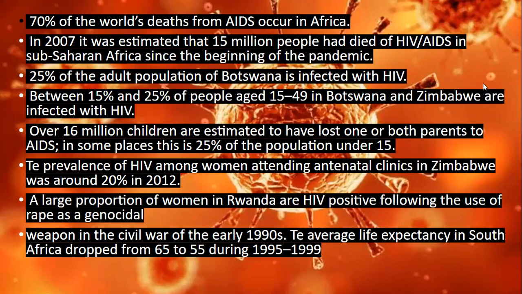And over 60 million children are estimated to have lost one or both parents to AIDS. This is 25% of the population under 15. A large proportion of women in Rwanda are HIV positive following the use of rape as a genocidal tool. That happened in the civil war of the early 1990s. Unfortunately, this is just how it is.